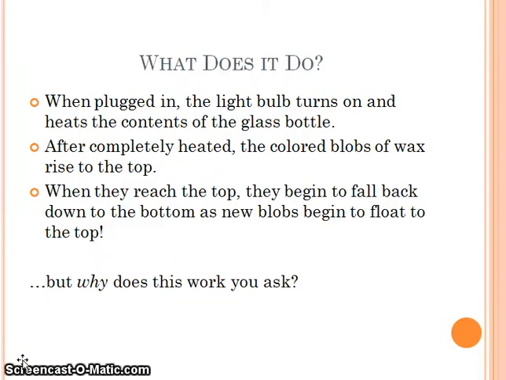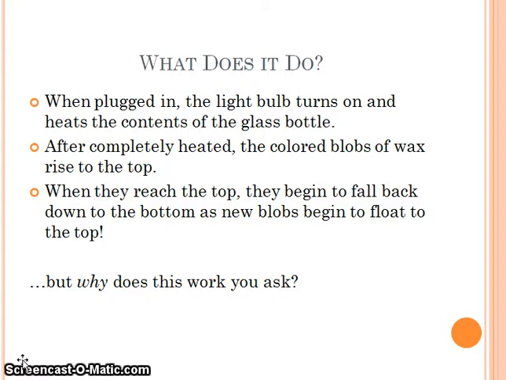When you plug in a lava lamp, the light bulb turns on and heats the contents of the glass bottle, and it takes about 20 minutes. After being completely heated, the colored blobs of wax rise to the top, and when they reach the top, they cool down and begin to fall down to the bottom as new blobs begin to float up to the top. So it's like a little continuous cycle.